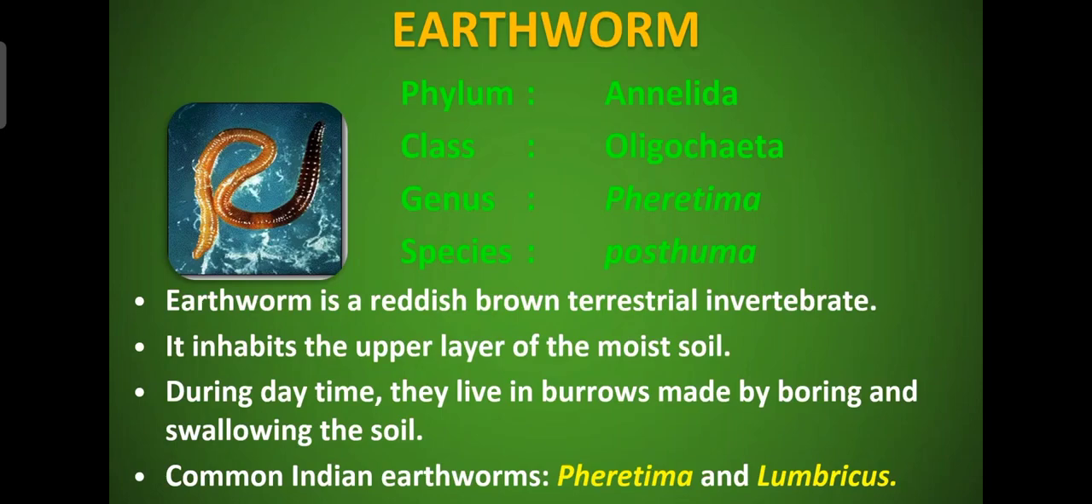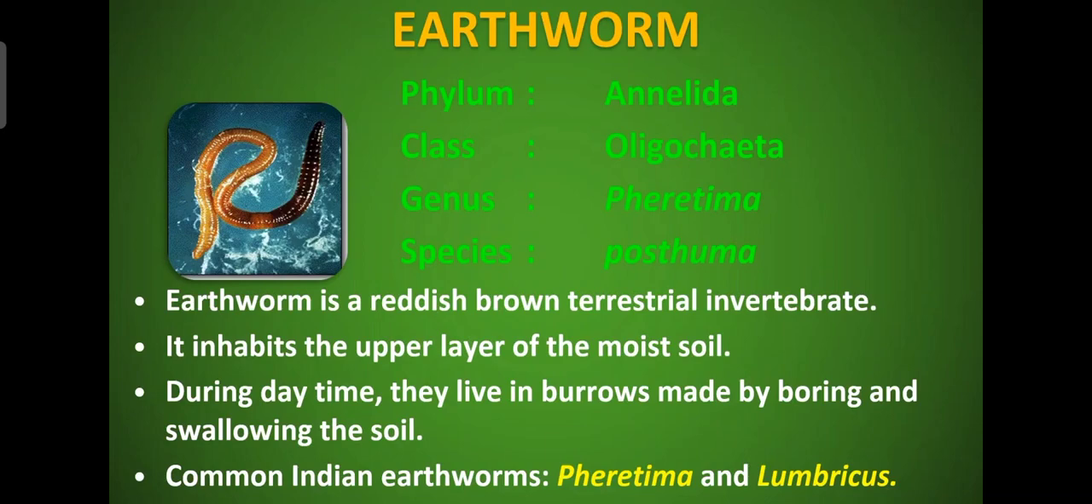Earthworm, as you know, belongs to invertebrate phyla. In invertebrates, which is the phylum? That is phylum Annelida. Then it belongs to class Oligochaeta, and its scientific name is Pheretima posthuma. Pheretima is the genus and posthuma is the species. Okay, so first we'll study the morphology.